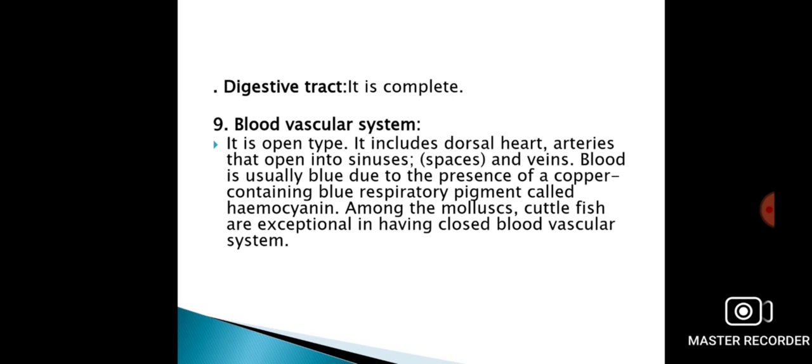Blood vascular system of molluscs consists of dorsal heart, arteries which open into sinuses and veins. The color of the blood of molluscs is always blue because of the presence of copper containing blue colored pigment which is called hemocyanin. तो हेमोसायनिन की वजह से molluscs का ब्लड का जो कलर होता है वो ब्लू होता है.